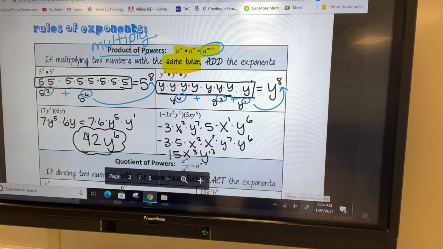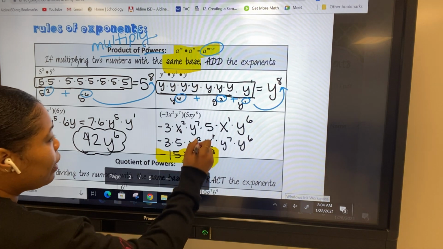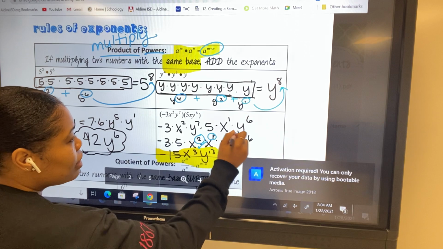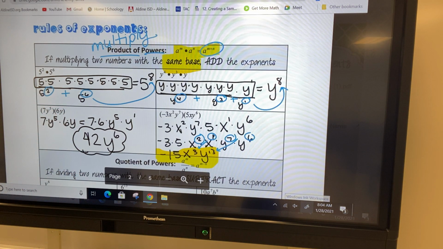So then that ends up being our final answer here: -15, x to the power of 3, y to the power of 13. Because again, using the shortcut for the powers, we're able to just add them. So 2 plus 1 is 3, and then 7 plus 6 is 13. Okay, and that is how we would do the product of powers rule.